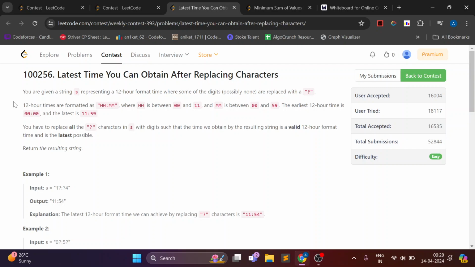What we are given is a 12-hour time formatted as hh:mm. So hh means the current hour and mm means minutes, and the 12-hour system is valid when the value of hh is from 00 to 11 and mm is 00 to 59. In this string we are also given some question marks, so we have to replace the question marks such that this is a valid 12-hour format, and also the time it represents should be the latest possible.